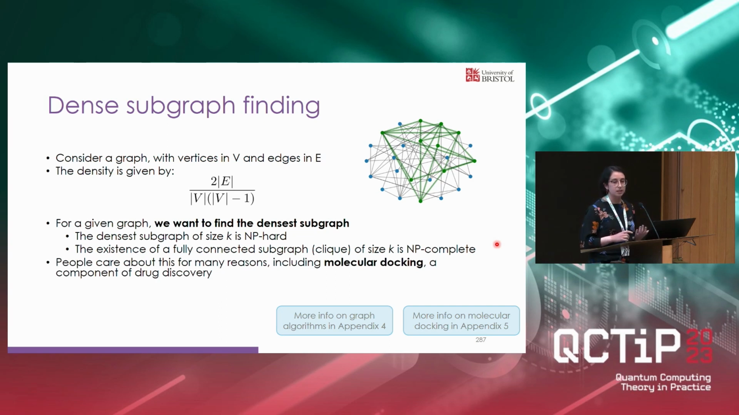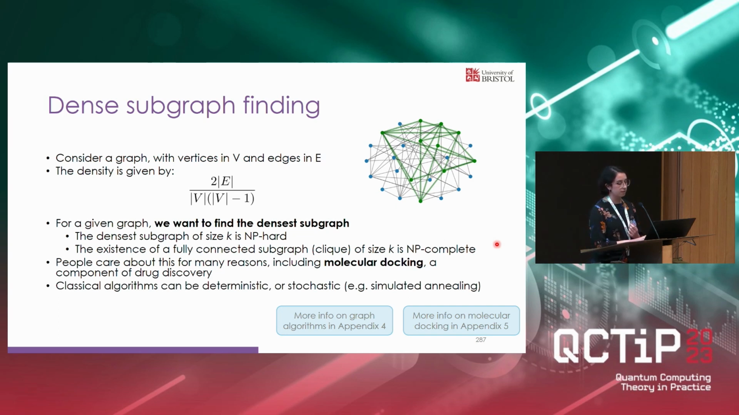This is relevant to many different fields, I think most interestingly in molecular docking, which is a component of drug design. If you're interested in that, I have some backup slides on it, which I can go to. So then classical algorithms to solve this problem can be deterministic, so they can give you a particular output, or they can be stochastic, so that means there's an element of randomness in it. What we're looking to do is enhance these stochastic algorithms using the statistics from a Gaussian boson sampler. Like I said, for complexity reasons, we're not expecting to be able to solve this problem perfectly, but hopefully we can improve these stochastic algorithms.